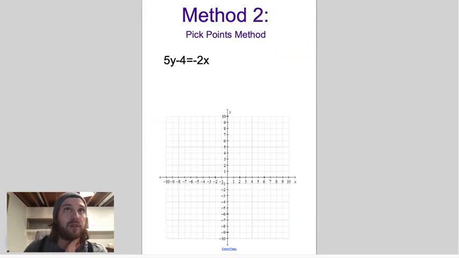Let's do another one. You try this one on your own, give it a shot, and let me know what you get. I'm going to start in just a minute. I recommend picking numbers that are easy to do math with.